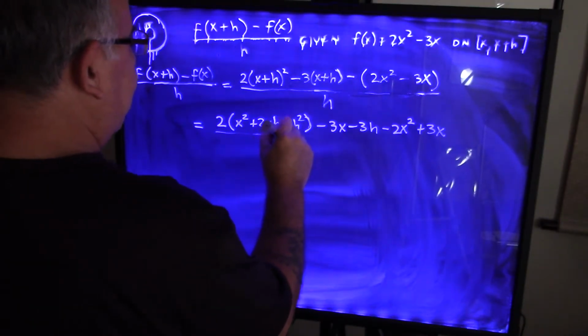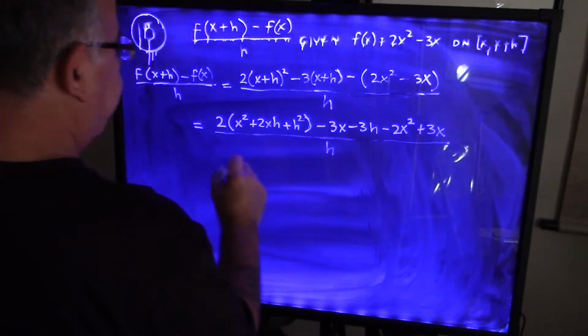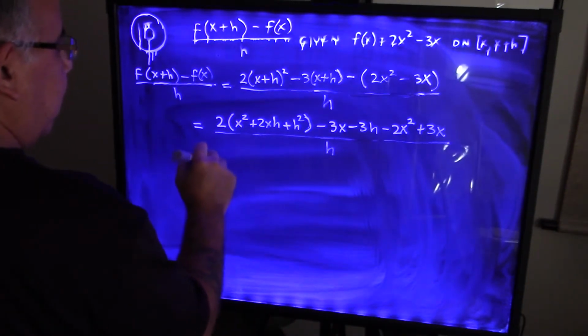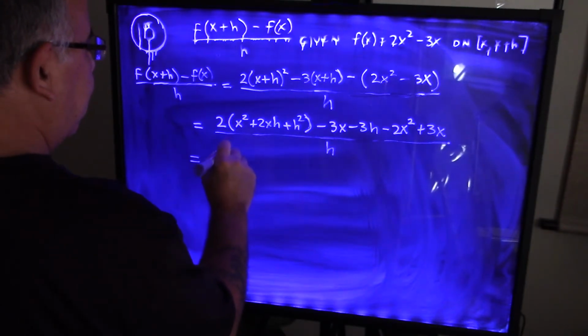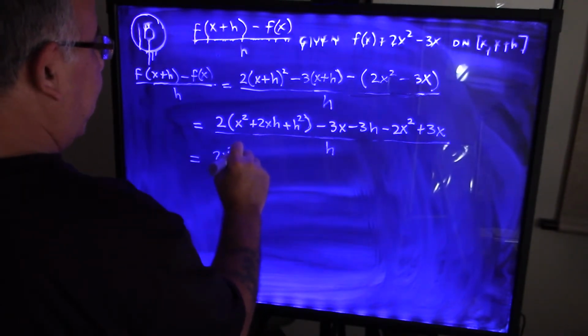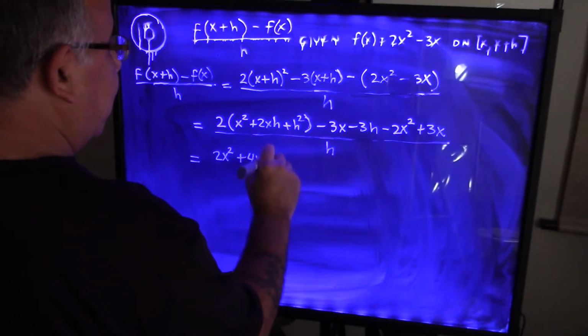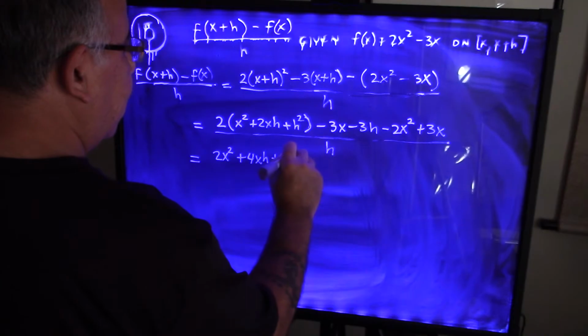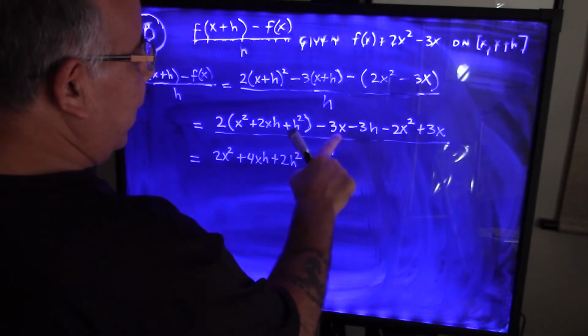And that's all over h. Distribute the 2 through now, so you got 2x squared plus 4xh plus 2h squared, and then let's do a little simplifying here.